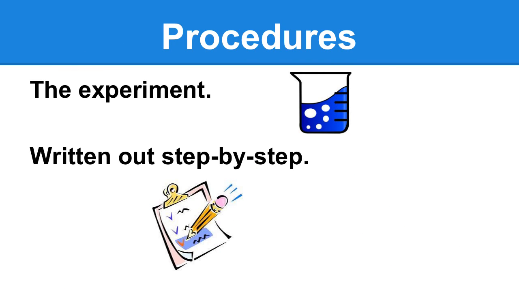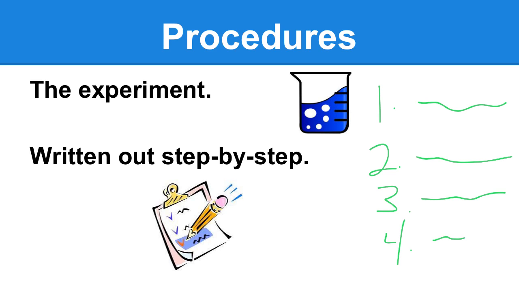Then once you've got your hypothesis, you're going to make the procedure. The procedure needs to be step by step. Okay, so 1, do this. 2, do that. 3, this. 4, etc. and etc. until you've got all of the steps done. When you're making your own experiment, I recommend keeping the steps short, okay?